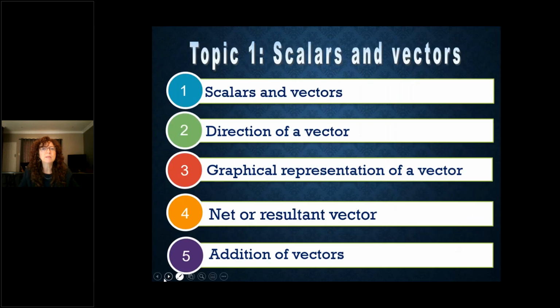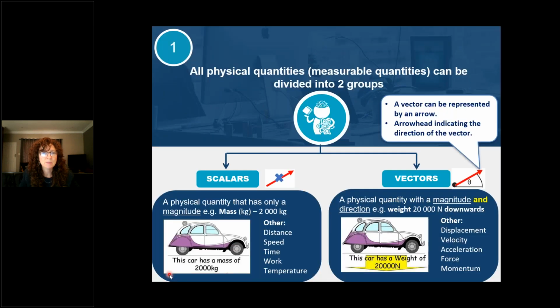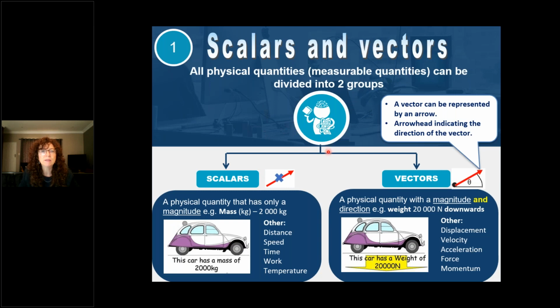So what are scalars and what are vectors? I'm just going to go quickly through this, because as I say, this is old news for you, but maybe this can help you a lot in your physics paper. All the physical quantities that you get in physics are divided into two groups. The one is scalars, the other is vectors. Scalars: distance, speed, time, work, temperature.